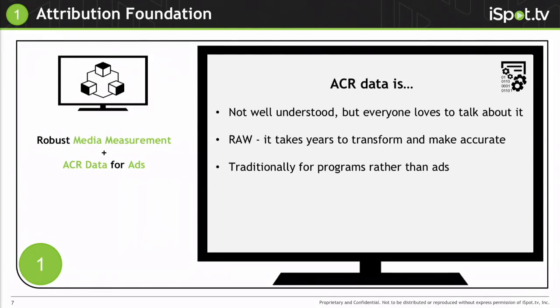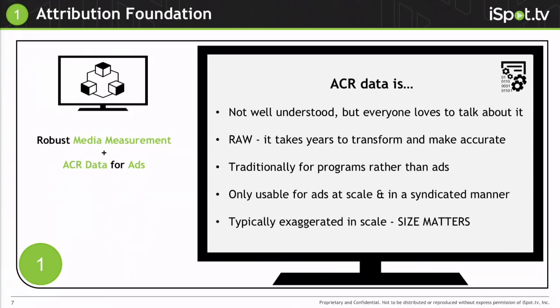Also, ACR data is traditionally for programs, not for ads. So what we have developed here at iSpot over the last 5 years is ACR data specifically for ads, and there's a major difference. And again, it's only usable for ads if you're doing it at scale across all ads. If you take just one campaign and feed it manually through an ACR system, it's massively inaccurate. It's not going to detect in many cases, or it's going to detect at a lower level than it should have, because a lot of networks reformat the ad, the picture. And I'm not going to go into the weeds here. I could spend hours on this topic.